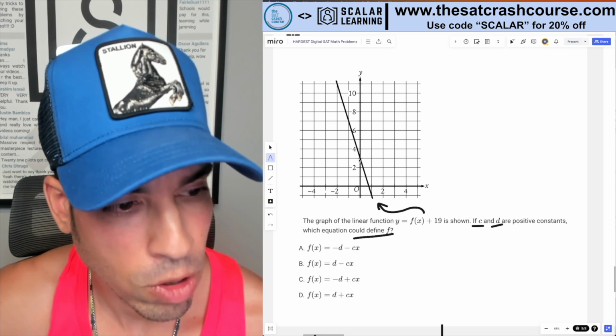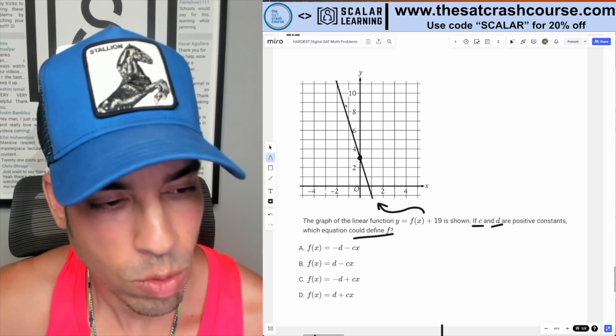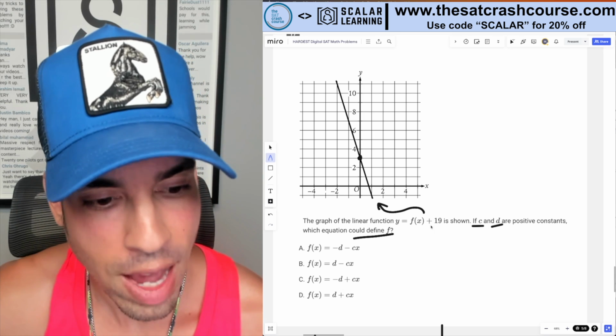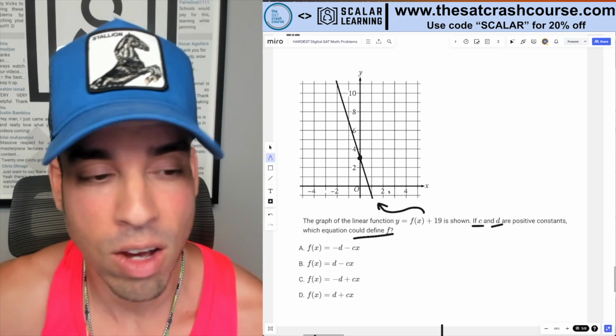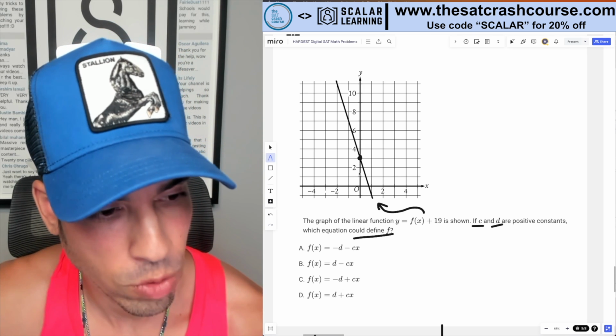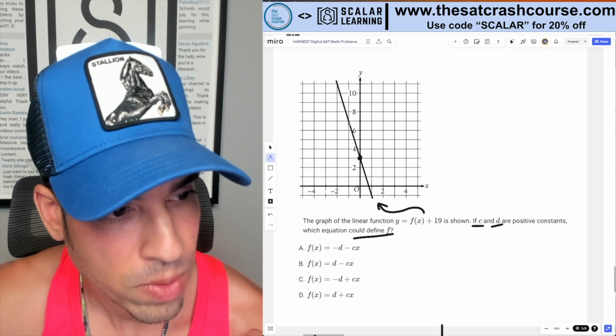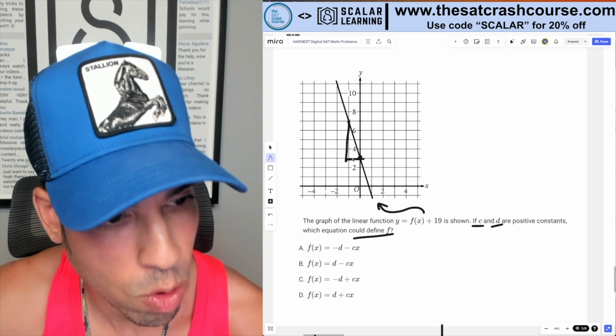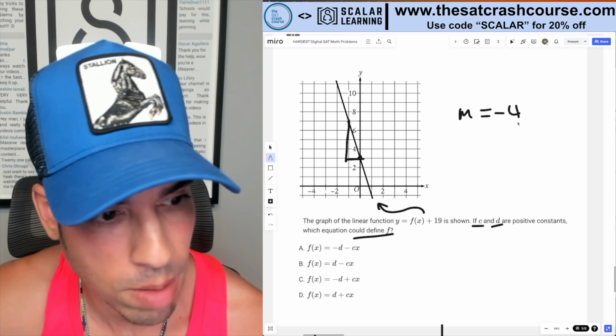So the regular function, right? Whatever this is, the regular function f of x is 19 down, right? Because this is 19 shifted up. So first of all, what is this function? We can actually calculate it this way, right? I can see I have a slope of down 4 over 1, meaning my slope is -4, and my y-intercept is 3.